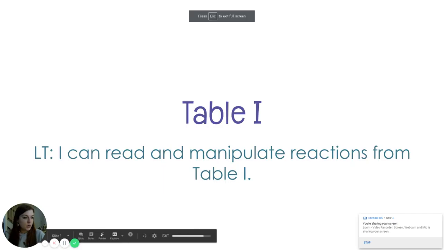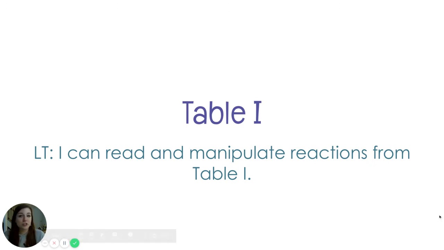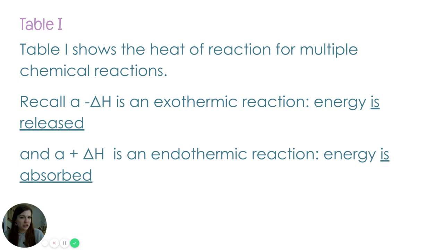Alrighty, we are doing Table I, which is so much easier than potential energy diagrams. You're going to be in love. So Table I is all about reading and manipulating equations. Table I has a bunch of equations that can be read both forwards and backwards on it, and all of them come from potential energy diagrams.